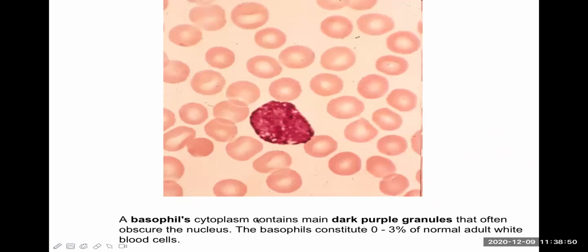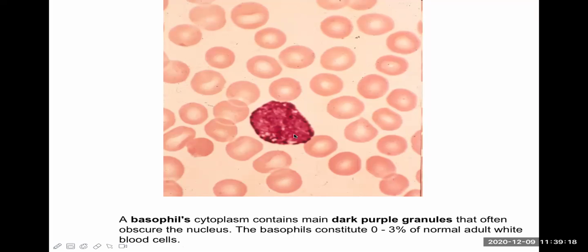Now, this is a basophil, whose cytoplasm contains mainly dark purple granules. This purple or blue actually depends on which stain you are using. This is a Wright stain, but sometimes we use hematoxylin and eosin stain, so a bit of a different type of visibility would be there. That often obscures the nucleus. The basophil constitutes 0 to 3% of normal adult white blood cells.